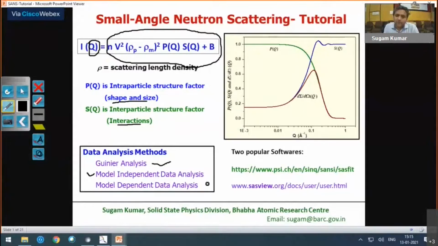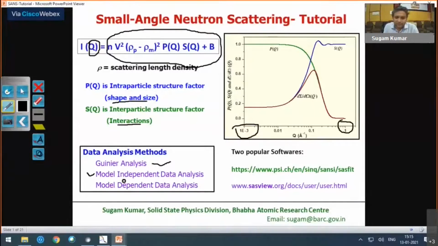The third and most popular way of doing SANS data analysis is model dependent data analysis. There are certain mathematical limitations with model independent data analysis because, for example, when you do Fourier transformations, you need a range of data from minus infinity to infinity. But actual data is limited, as you can see here, in limits of Q. So this sort of inverse Fourier transformation gives a lot of artifacts. I will also discuss this.